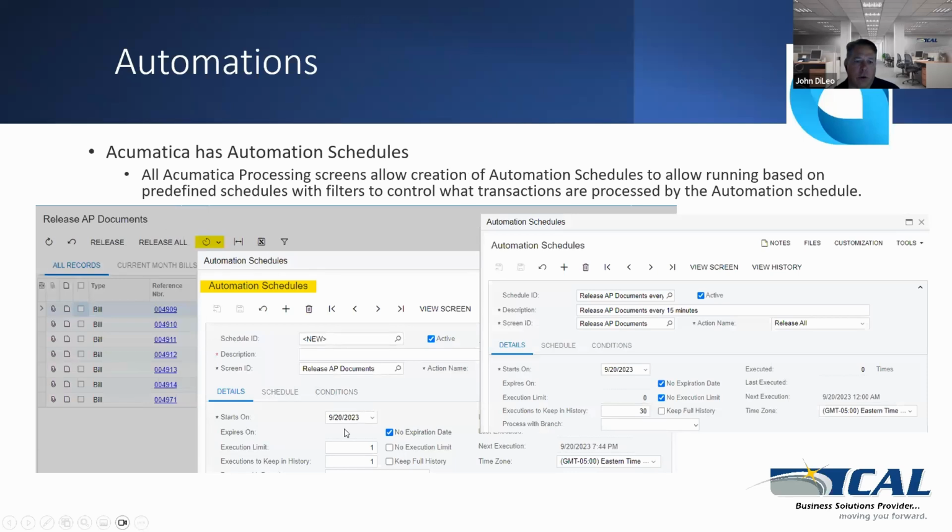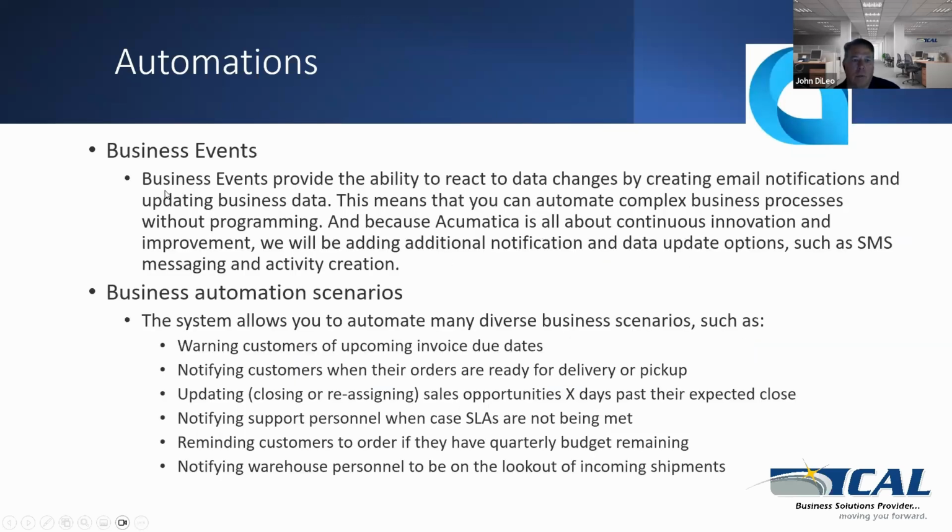So here's an example of an automation schedule where I'm setting it up to release AP bills, right? So again, pretty simple to do. Business events, we talked about. So really you can react to any data changing, creating email notifications or updating business data within Acumatica. So you really can get very complex processes happening without having to do real programming, right?